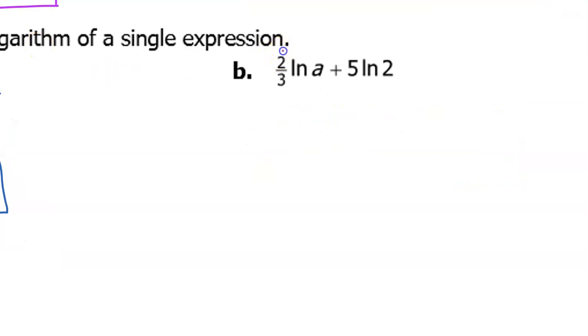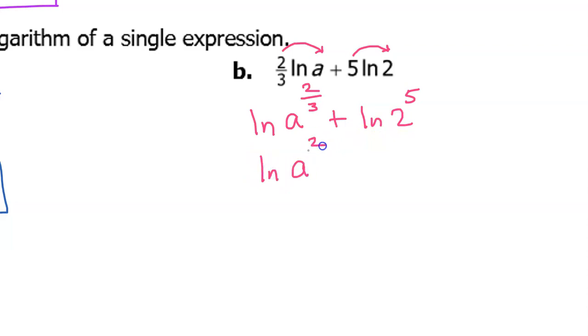Problem B, let's start off with the power rule again. So these multipliers will end up as exponents. So that will give us the log of a to the 2/3 power plus the log of 2 to the 5th power. By the way, 2 to the 5th power is 32, so that occurs often enough that it's worth memorizing. So I'm going to go ahead and just write that. So I have a to the 2/3 power plus the log of 32.